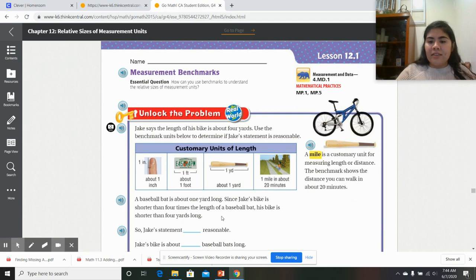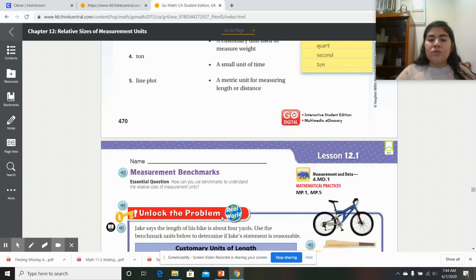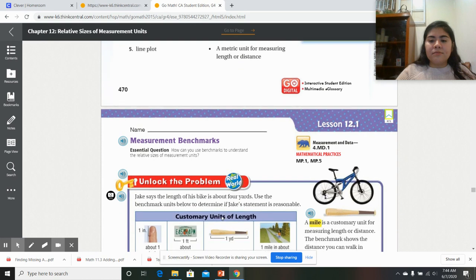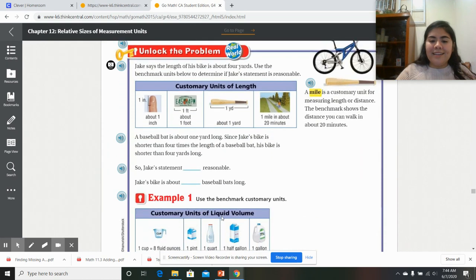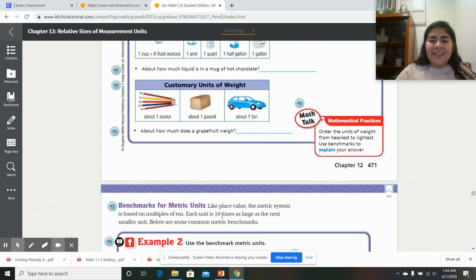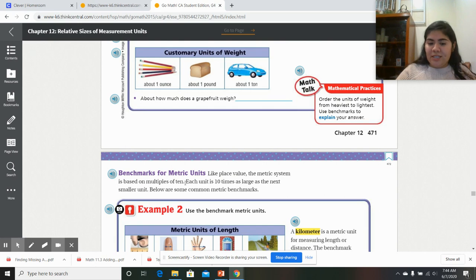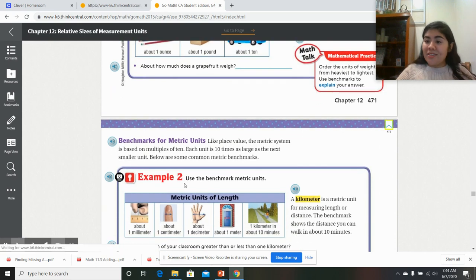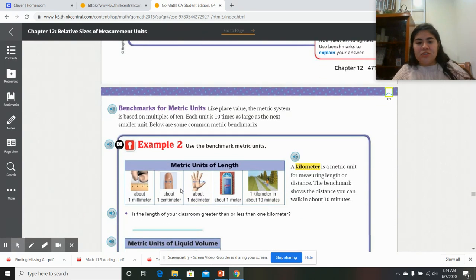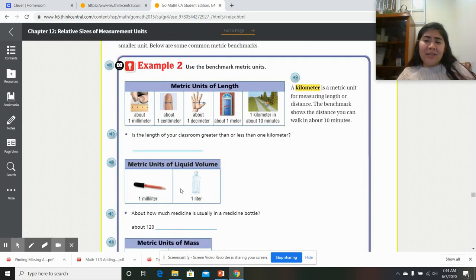So now we're going to go to benchmarks for metric units. So that's the other system that everyone else in the world uses. Why we don't use it, I don't know, but it's just something that you get used to. But we do have to learn both.